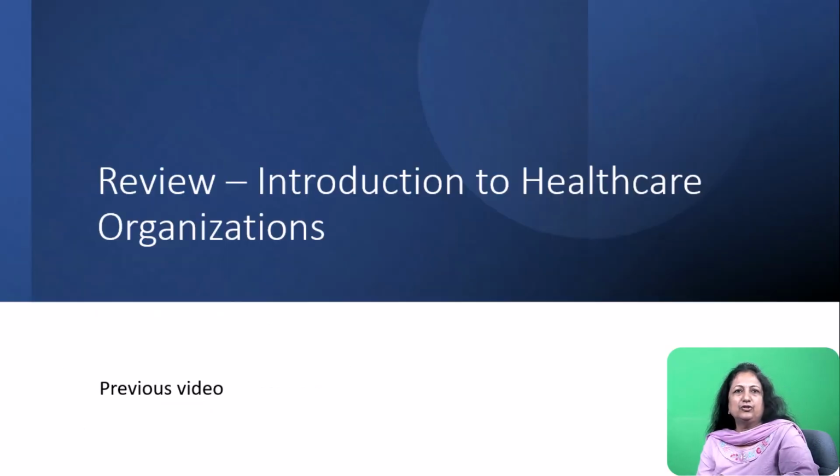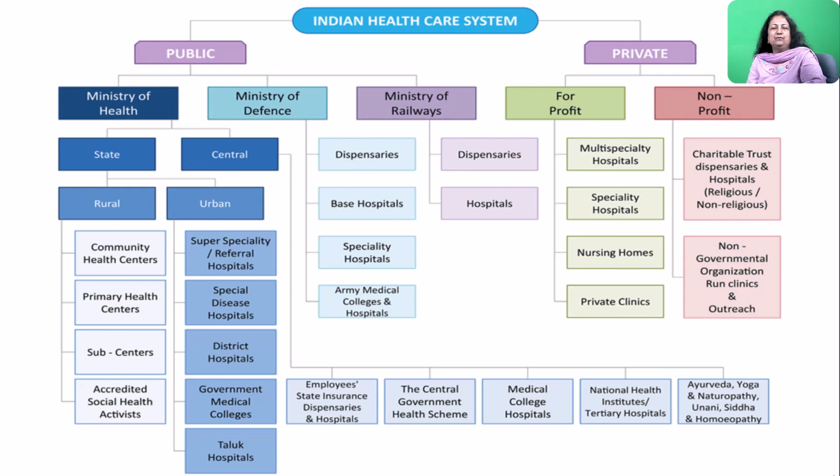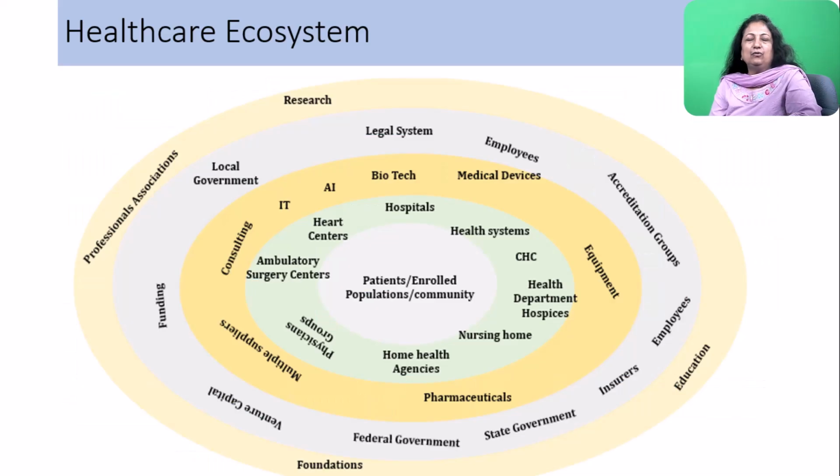Review of the Introduction to Healthcare Organization from the previous video. In the previous session, we learned what the Indian healthcare system is, and we said there are various aspects of healthcare delivery: there is the public healthcare delivery system, and then there are private organizations. Whether it is from the central government, the state government, ESI and various others, from the public system to the private for-profit and not-for-profit organizations. And then we also learned about the healthcare ecosystem. So we have healthcare provider systems, but is that enough?